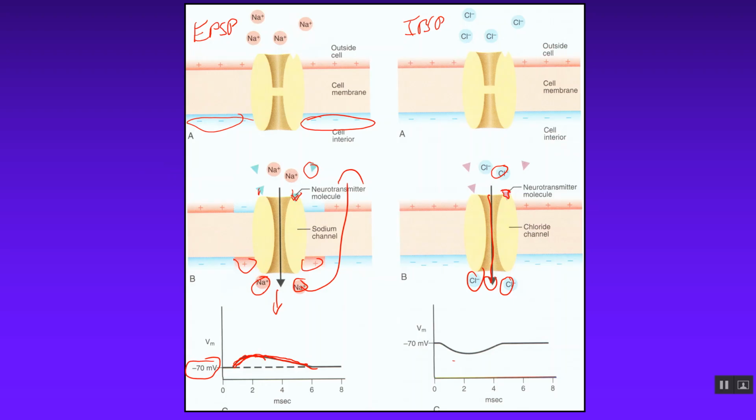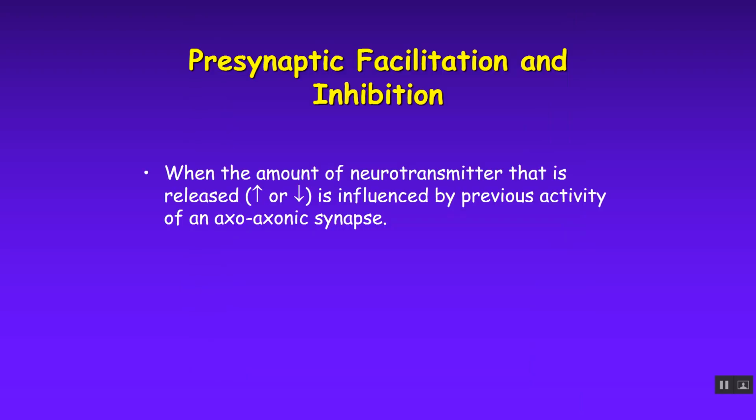All right, so that's just a little overview of the basics of excitatory postsynaptic and inhibitory postsynaptic potentials. And so now let's talk about this concept of presynaptic facilitation and presynaptic inhibition. This is a concept where the amount of a neurotransmitter that is released is either increased or decreased by the influence of a previous activity of an axo-axonic synapse.